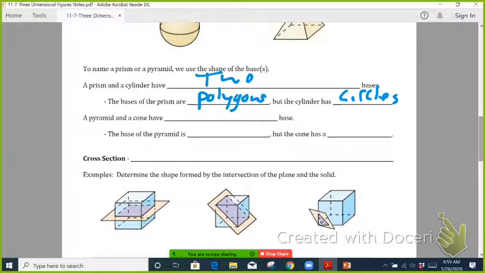A pyramid and cone, they have one base. The base of a pyramid is a polygon, so that's what a prism and pyramid have in common. They have polygon bases. But a cone would be a circle. So cones and cylinders have things in common, and pyramids and cones have something in common, and prism and cylinder have something in common.